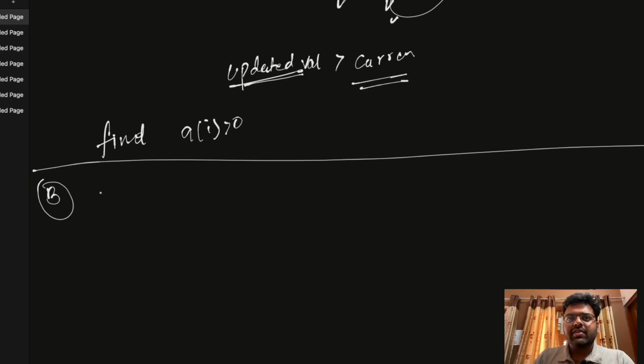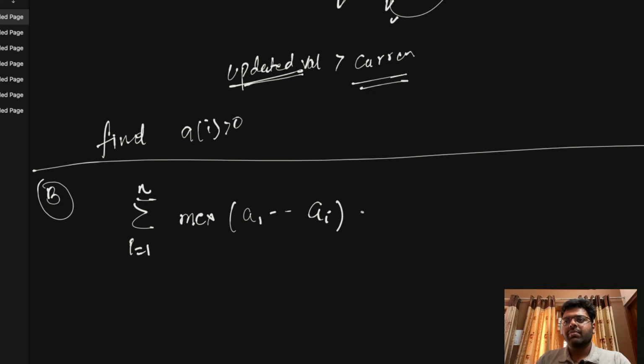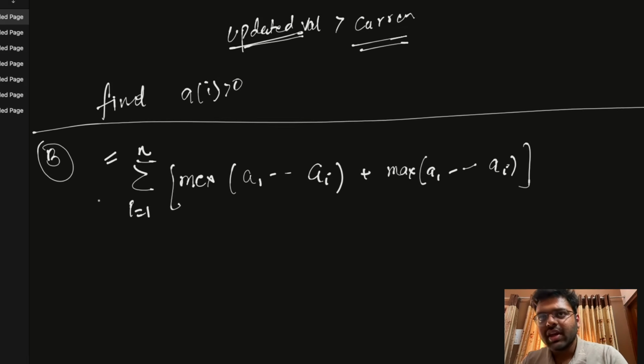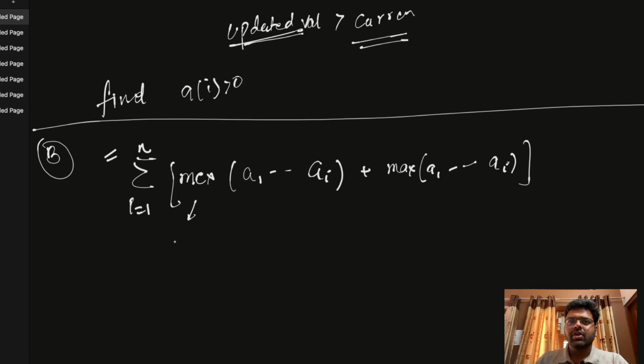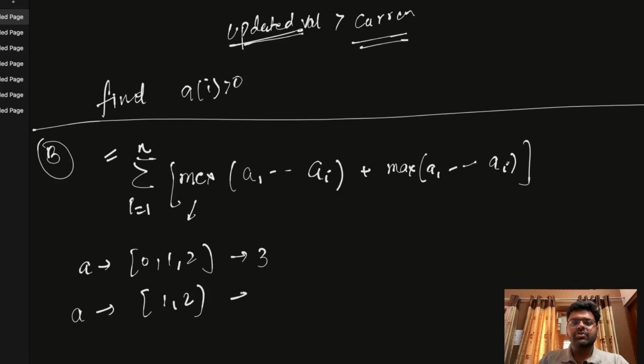Let's see what they've told us. We are given an array, and the value is max of A of 1 till A of I, plus max of A of 1 till A of I. We need to maximize this value by rearranging the array A. First let me tell you what we mean by max. If I give you an array A equal to 0, 1, 2, the max would be 3. If A is 1 and 2, the max would be 0.